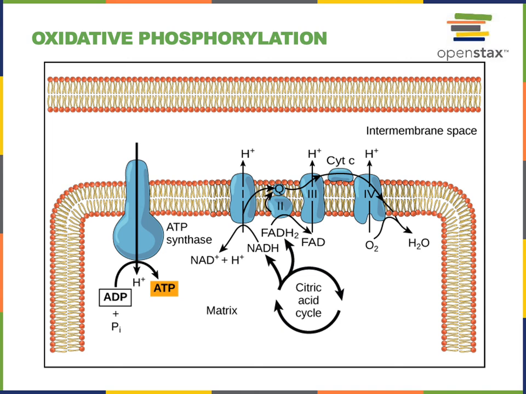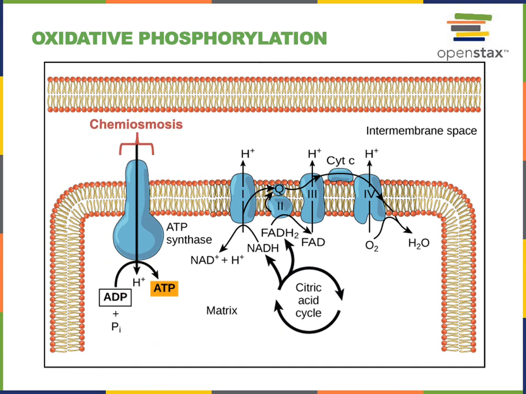That high concentration of hydrogen ions in the intermembrane space then is the potential energy that will fuel ATP synthesis as hydrogen ions move down their concentration gradient by facilitated diffusion through ATP synthase. They're converting the potential energy of the concentration gradient to the kinetic energy of motion through ATP synthase. And then ATP synthase will convert that kinetic energy into the chemical potential energy of ATP as the bond is formed between inorganic phosphate and ADP.